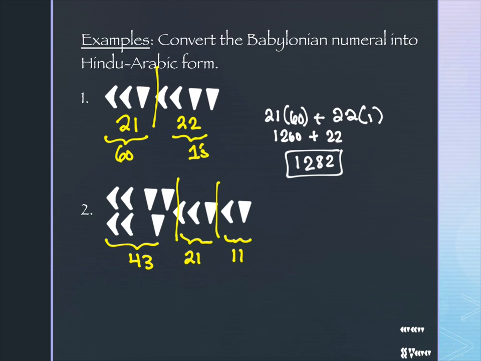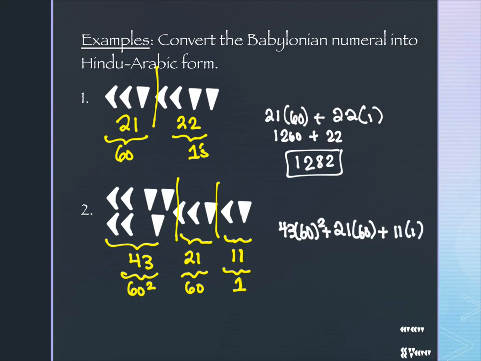Okay. This is the ones place. This is the 60s place. And this one is the 60 squared's place. So I have 43 times 60 squared plus 21 times 60 plus 11 times 1.